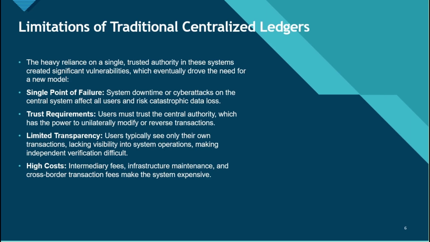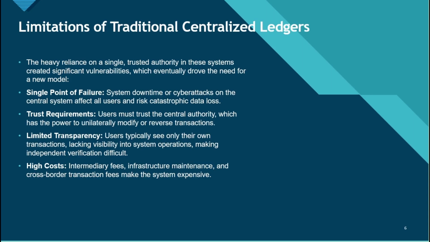Limitations of traditional centralized ledgers. The image highlights the inherent weaknesses of traditional, centralized record-keeping systems, where a single entity, like a bank or a corporation, maintains the ledger. The heavy reliance on one trusted authority creates vulnerabilities that ultimately led to the development of a new, decentralized model. 1.